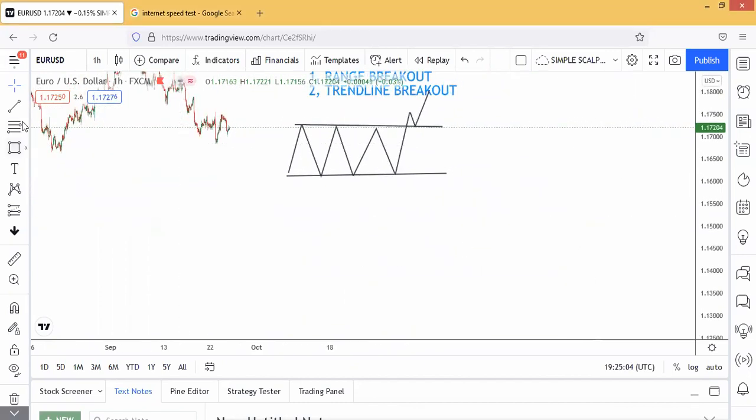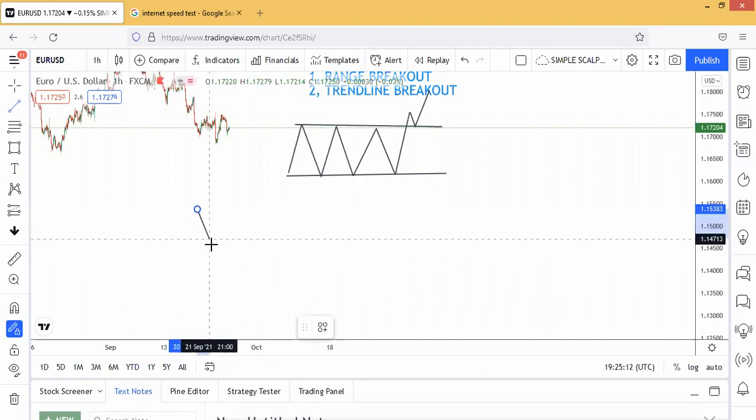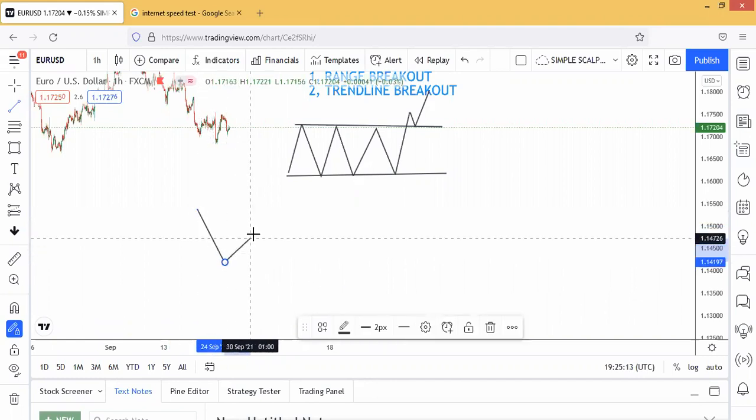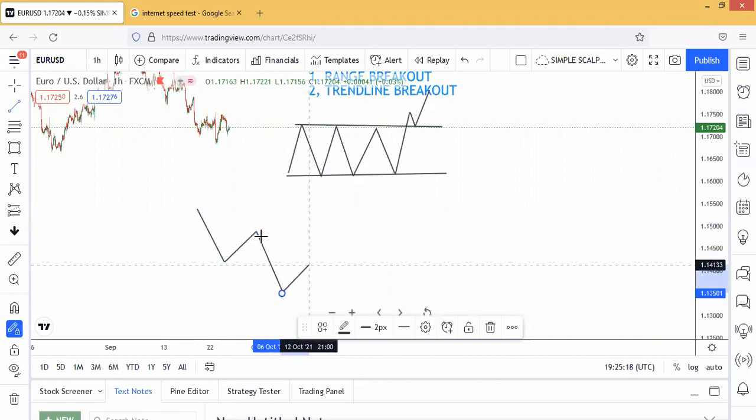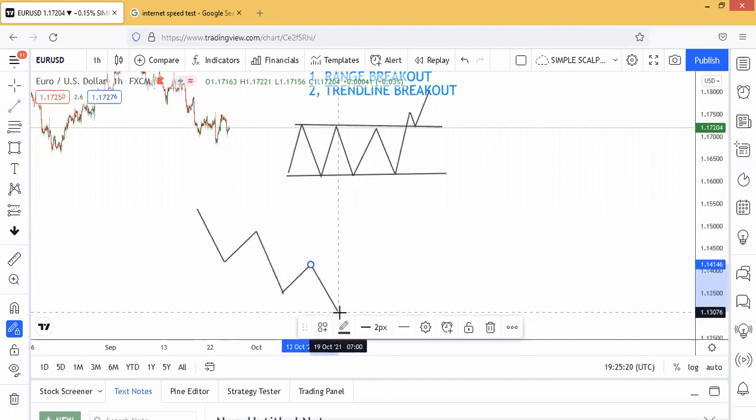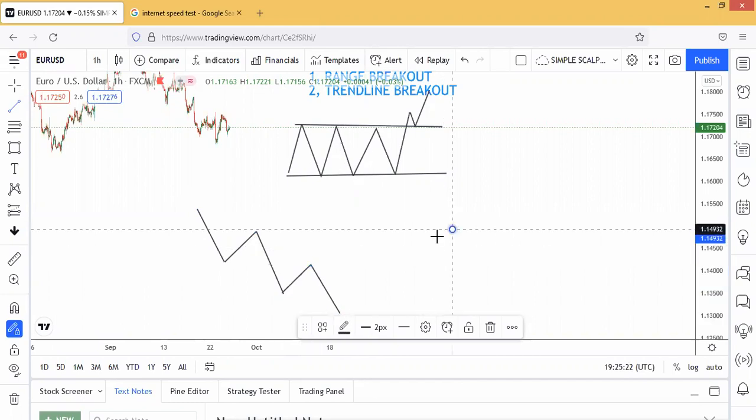Trend breakout right here. Now this is how it looks. I'm going to talk about downtrend right here. So let's say we have lower low, lower high, lower low, lower high. In the case of downtrend, lower low. Okay, so this is what you see when you're trading.